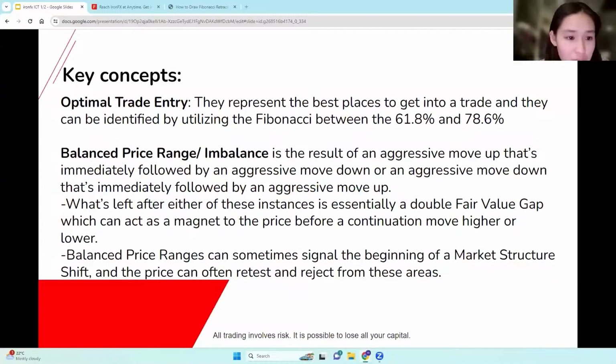Balanced price range. What's left after either of these instances is essentially a double FVG, or fair value gap, which can act as a magnet to the price before a continuation move higher or lower. Balanced price ranges can sometimes signal the beginning of a market structure shift, and the price can often retest and reject from those areas.